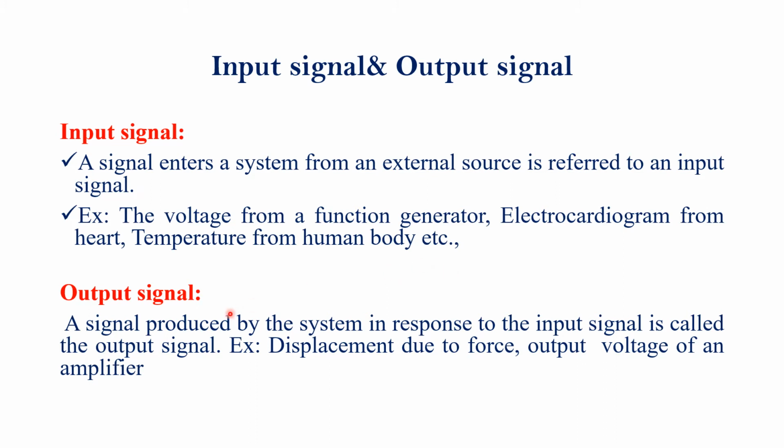What is an output signal? The signal produced by the system in response to the input signal is known as the output signal. Example, displacement due to force, output voltage of an amplifier. What is the input to the amplifier? A small voltage is applied to the input of the amplifier, and we get a larger output voltage. That is the amplified output voltage.